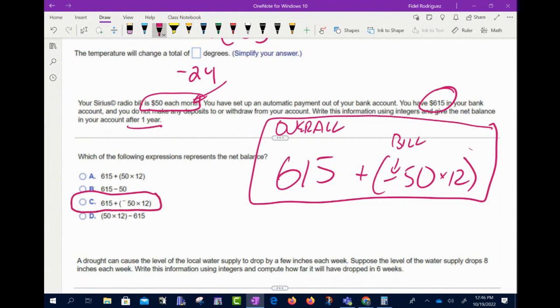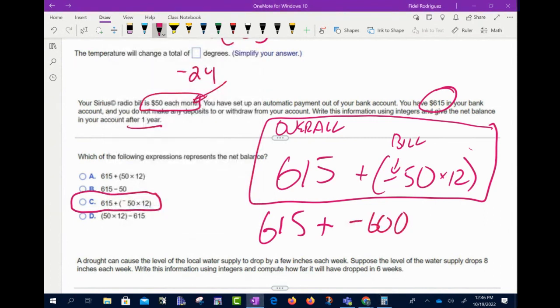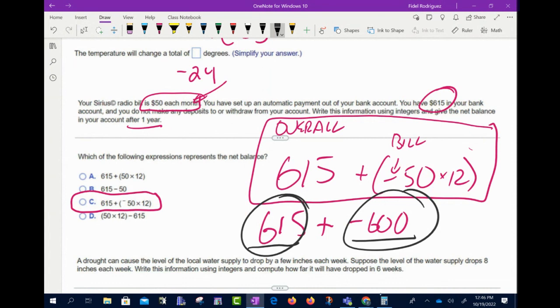Now, again, if it says give the net balance after a year, so what would I do? I would say, look, that's 615 plus, let's see, what is negative 50 times 12? Negative 600. Now remember what we said, y'all. A positive number is how much money I have. A negative number is how much money I owe. So if I have $615 and I owe you 600, wouldn't you guys agree that at the end of the year, I'm still going to have $15 left in my bank account, right? Hopefully I'm putting more money in my bank, but that's what I would have.